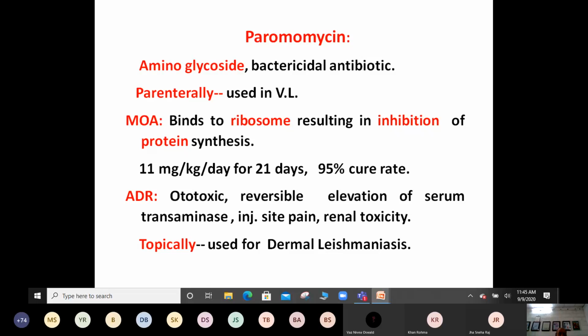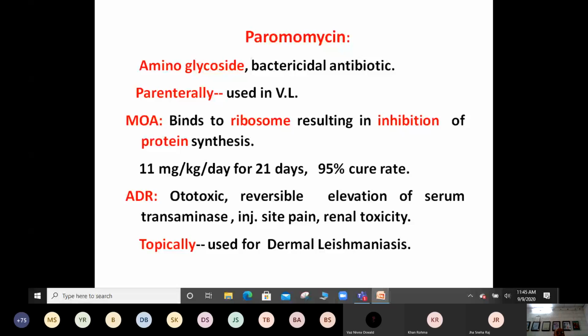So ototoxic, deafness, but it is reversible. If you stop the drug, after some time you will recover. There is elevation of serum transaminase. Hepatic enzymes are also interfered with. Pain at the site of injection because you are giving it parenterally. So at the site of injection there is pain, and it is renal toxic also. Again, it is reversible.